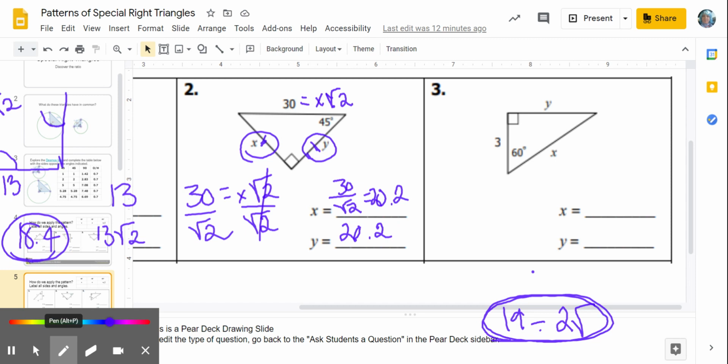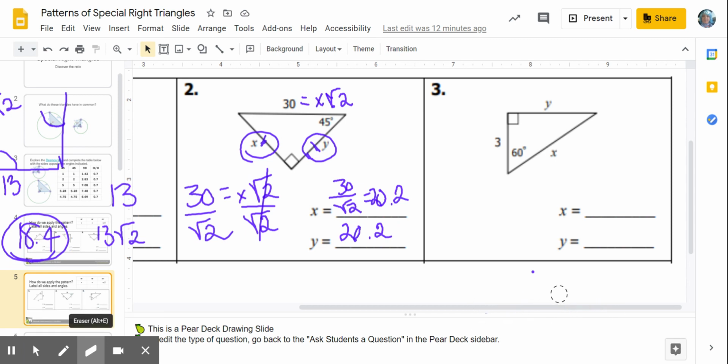Is there a problem with number 3, or can I do it? It's kind of a trick question. Okay, how do I do it? What do I know?